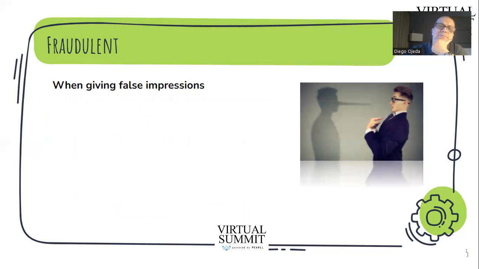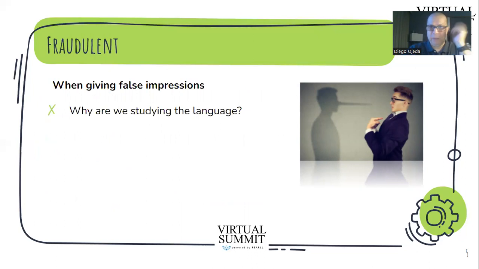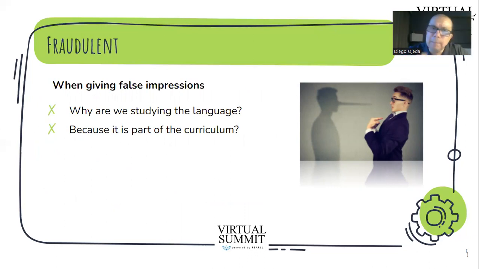Okay, when is language teaching or learning fraudulent? When we give false impressions. For example, why are we studying the language? Why is it so important to learn Spanish in the United States? Well, sometimes we say, we need to learn this because it is part of the curriculum. Our school is invested in helping our students learn a new language, whatever language it is. So we must study the language because it's part of the school's mission or because it's just part of the curriculum. That's a little bit fraudulent, okay? Therefore, it's a requirement for you in order to graduate. We keep repeating these reasons. And I believe that we're not being very honest with our students because we really don't learn a language because of those reasons, okay?